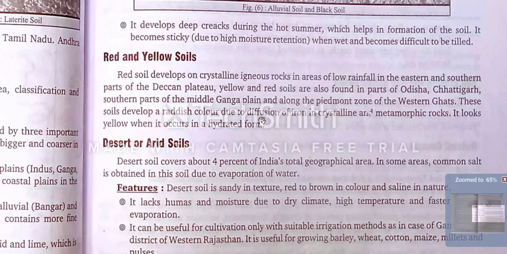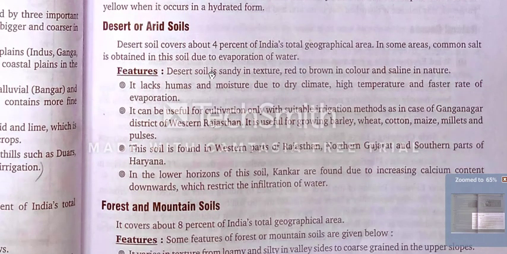Next, desert or arid soil. Desert, you know what is desert, and arid means dry. Arid means dry soil. D-R-Y, dry.